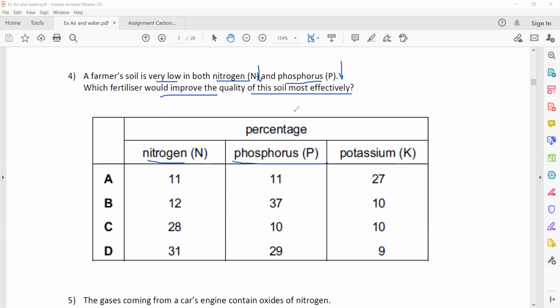Because they did not mention it is low in potassium, the only two nutrients the soil is lacking are nitrogen and phosphorus. So which fertilizer contains the greater percentage of nitrogen and phosphorus? Fertilizer D contains 31% nitrogen, 29% phosphorus. 9% potassium is there and other elements will be there. But because we only need nitrogen and phosphorus, that's why we choose D as the right answer. Is it clear now?